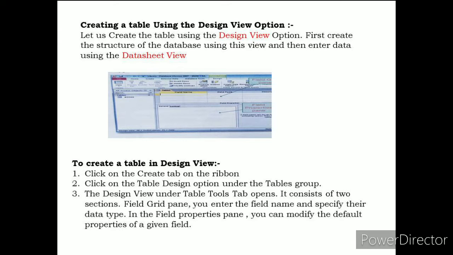It consists of two sections. First, the field grid pane, where you need to enter the field name and specify the data type, and you can write the description, that is optional. And in the field property pane you can modify the default property of a given field. Suppose the first field you have chosen is student name, then in the property pane you can set the field size, which by default is 255. You can change it to 4 or whatever the required size.